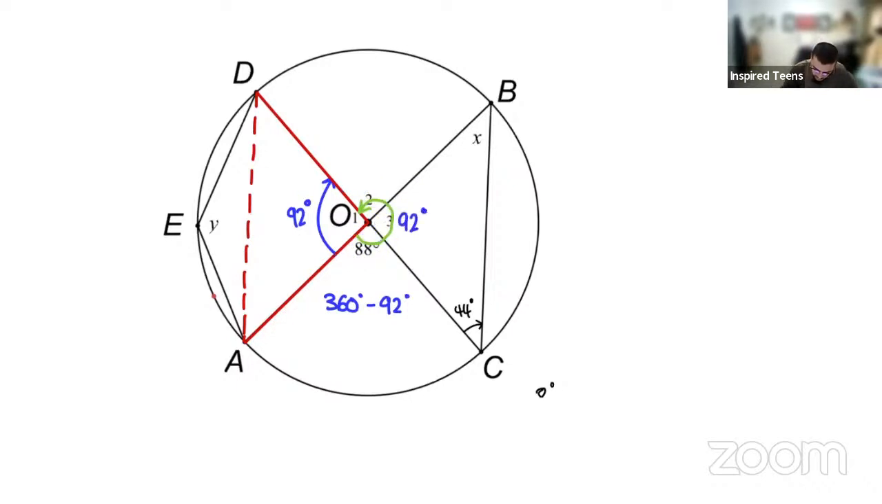This is 92, this is 88, right? So you'll see we'll get the same answer if you say 88 plus 92 plus 88 again. If you add these up, you'll get 268. So you could do that as well. Alternatively, you could say 360 minus 92, all angles around the point. And once you get that reflex angle, remember that the center angle is double the circumference angle in the other segment. Let's say this is 268, this whole thing.